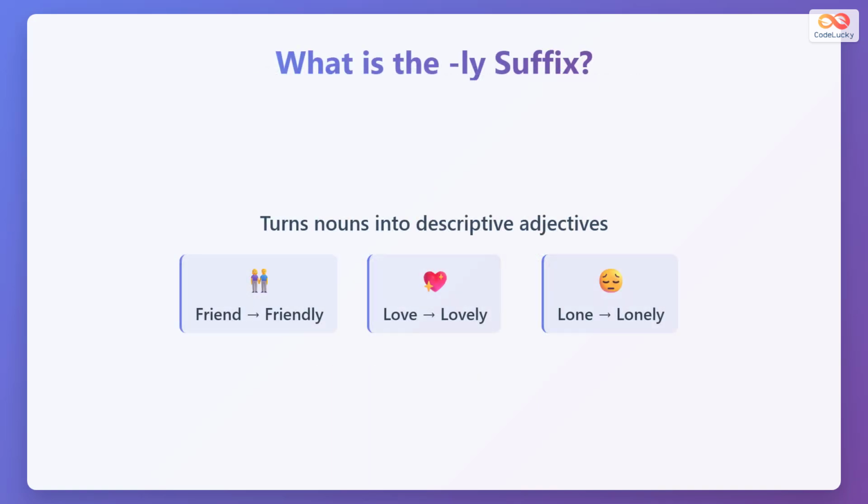The ly suffix takes a noun and makes it an adjective that describes qualities. Friend becomes friendly, meaning having the qualities of a friend. Love becomes lovely, meaning full of love. Lone becomes lonely, meaning feeling alone.